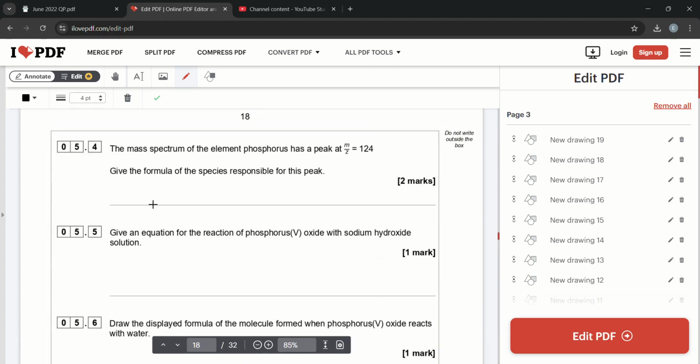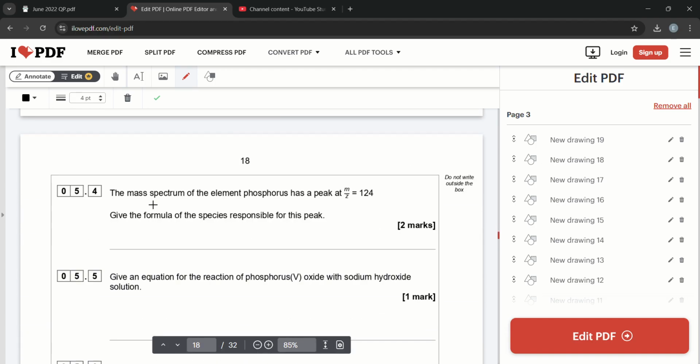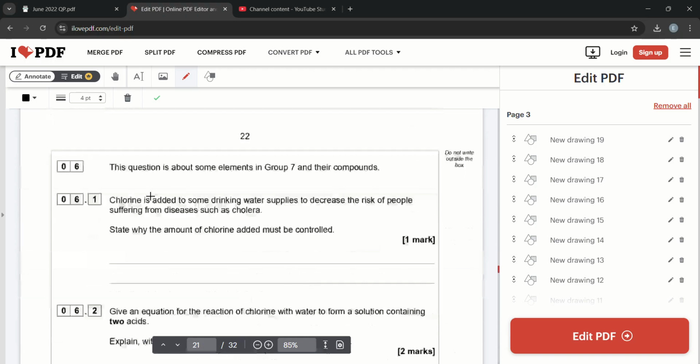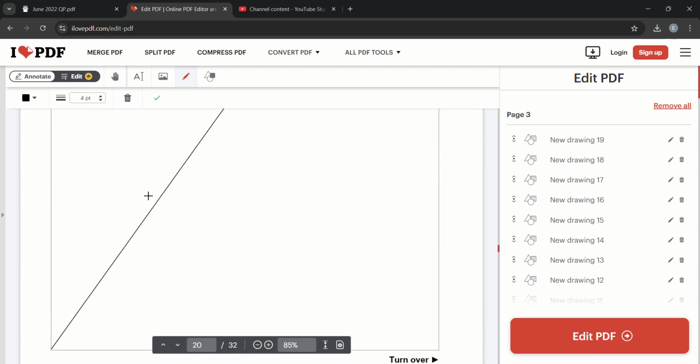5.3, 4, 5, and 6. That's it. And question 5, just see how many questions there are.